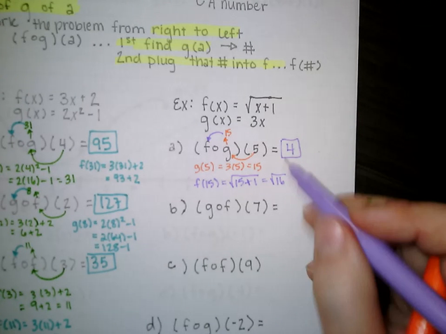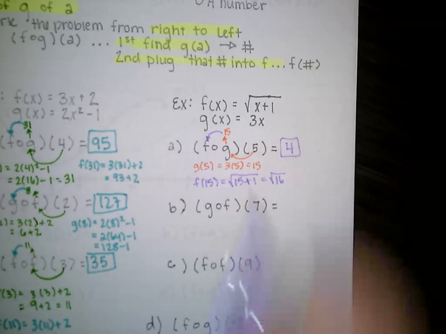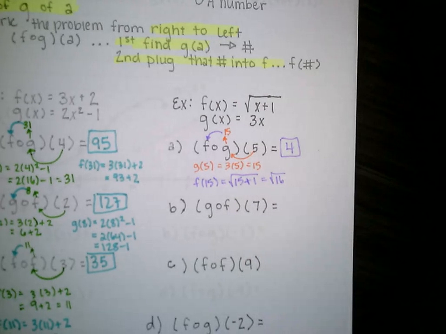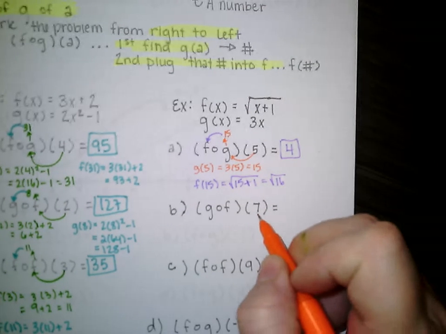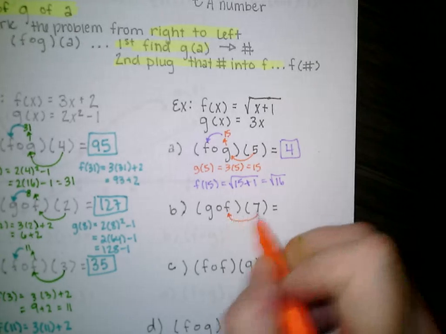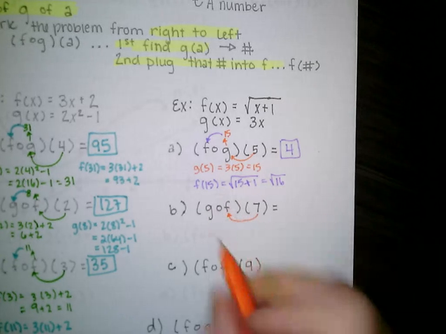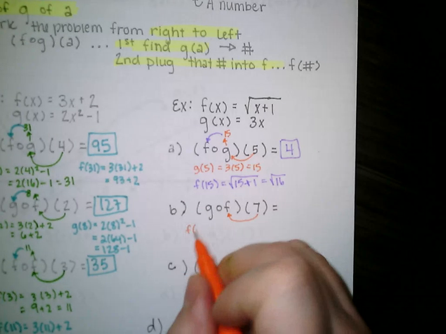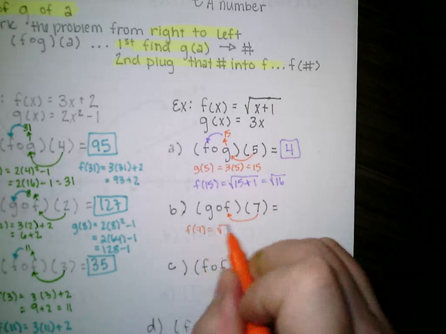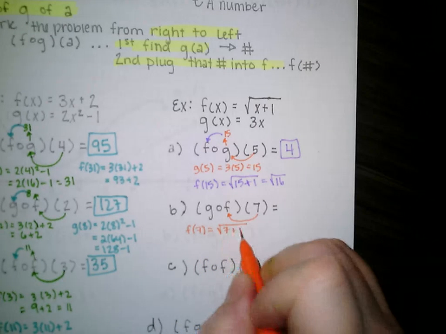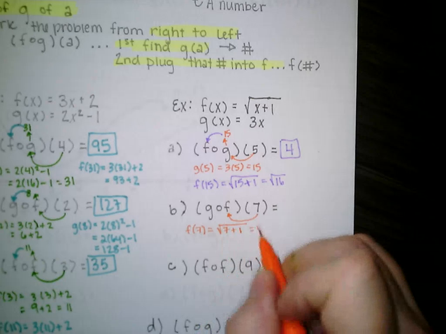We don't need the plus or minus because the radical was already in the problem. Remember that when we put the radical in the problem, then we have to remember to include the plus minus. Okay, next one. 7 goes into f. The output goes into g. So 7 into f. So that would be square root of 7 plus 1. So square root of 8.